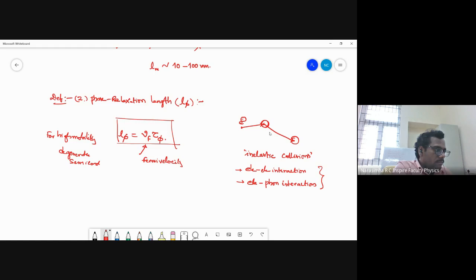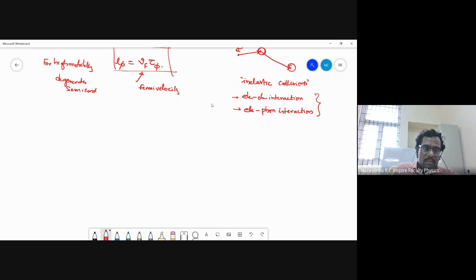Now let me define the third characteristic length scale. This is the well-known de Broglie wavelength, usually denoted with lambda. Now, how do you define the de Broglie wavelength for an electron or a particle? It is 2 pi over the wave vector k, right? So this is the expression for the de Broglie wavelength, where k is the wave vector.